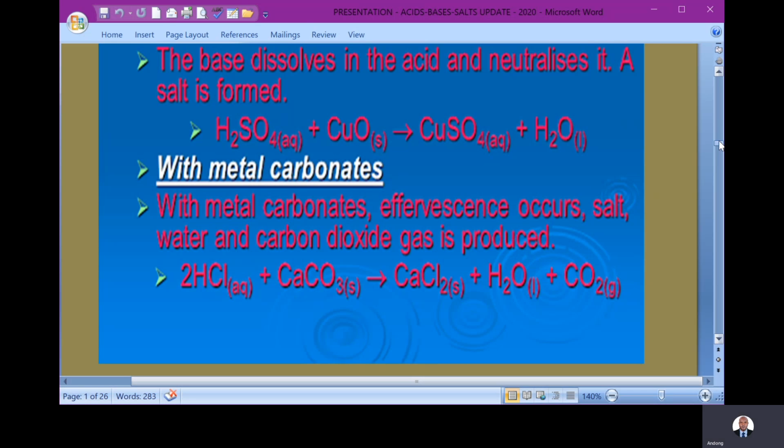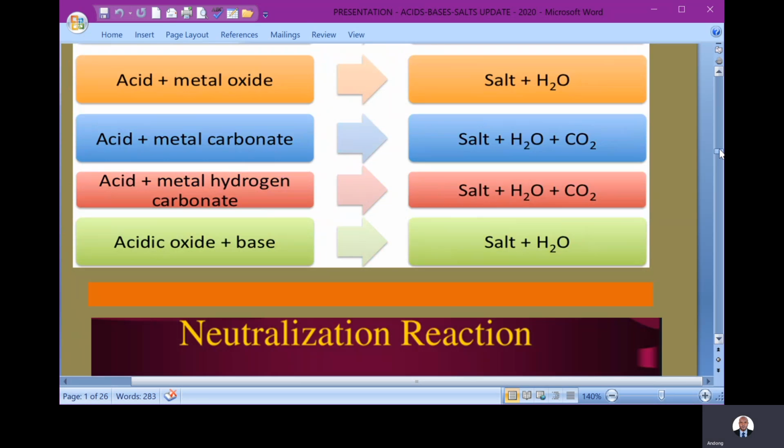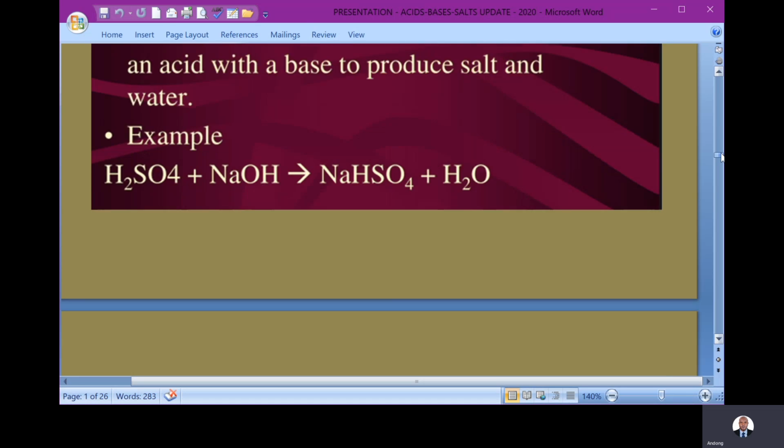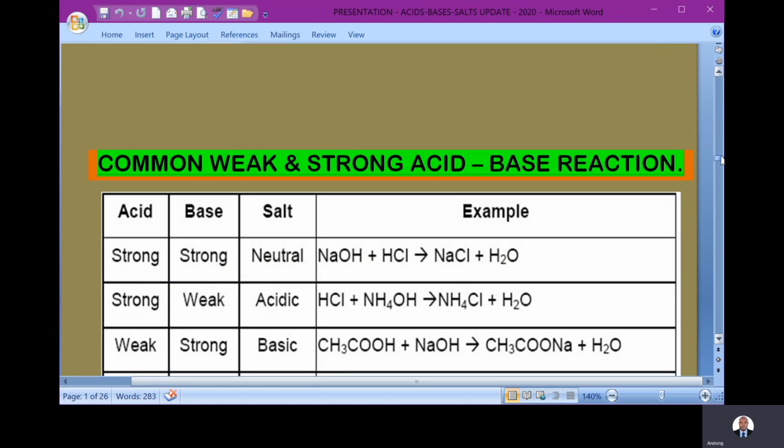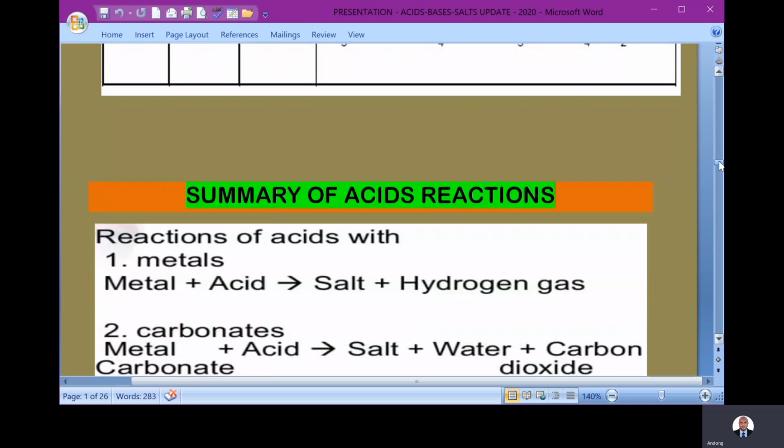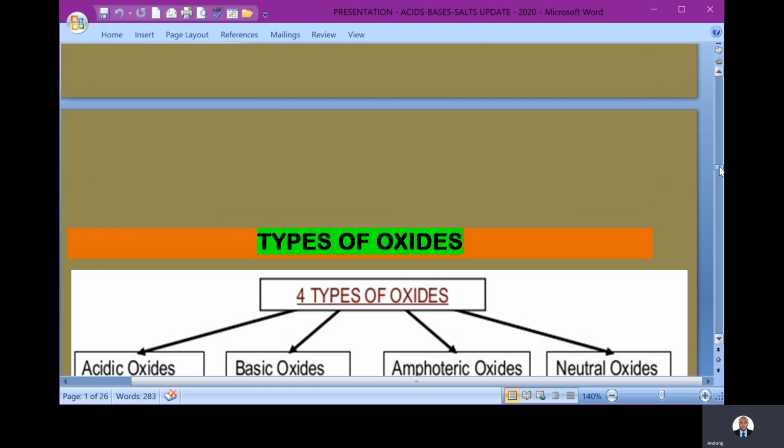There are many other reactions of acids, but basically, acids undergo three types of reaction. They react with metals, releasing salt and hydrogen. They react with alkali, releasing salt and water. They react with a carbonate, releasing salt, carbon dioxide, and water. There are many other reactions of acid that will follow as time goes.